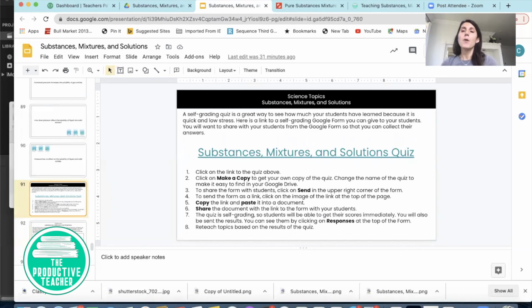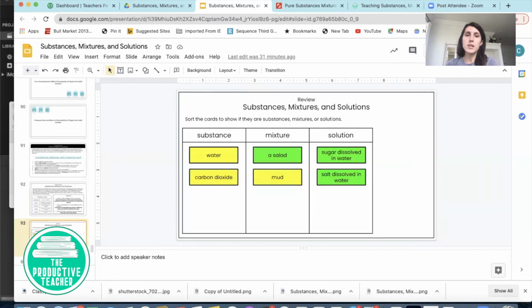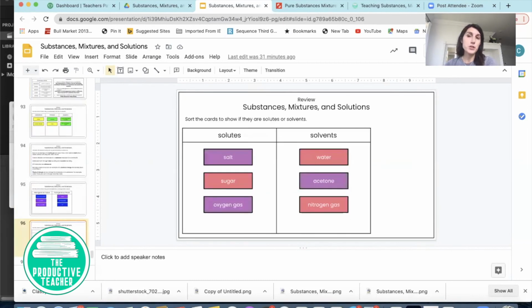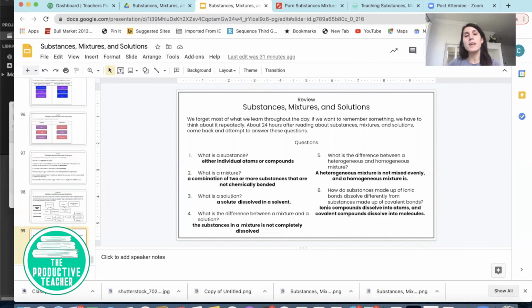Oops, got to go back. Okay, now I also include a link to a Google form that is a quiz. It has 10 questions about substances, mixtures, and solutions. These are similar to the questions that appear on the review sheets or on the flashcards, just in quiz form. Again, students get immediate feedback because they can see which questions they missed, and you get to see their results too, so you can help them. And then here are the answer keys so that you can share these with your students if you want them to self-grade, or you can use them to grade their work.